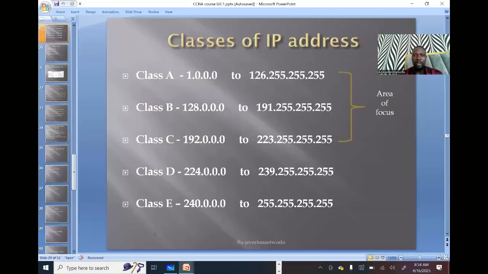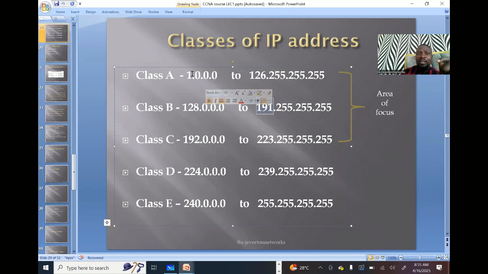So now we have clarified this. So any number that falls in the first octet between 192 to 223 is a class C. So far the number in the first octet falls between 128 and 191, that means that address is a class B. And also, if the number in the first octet falls between 1 to 126, it is a class A IP address.